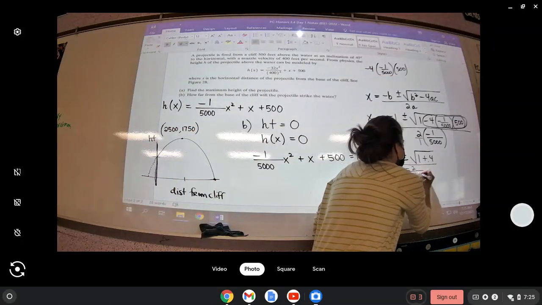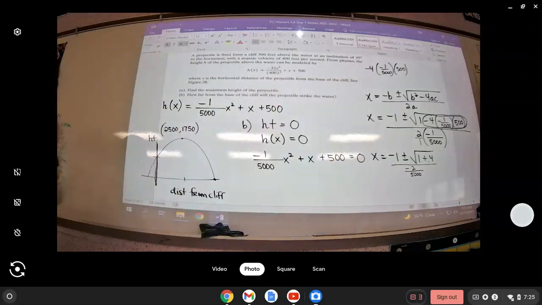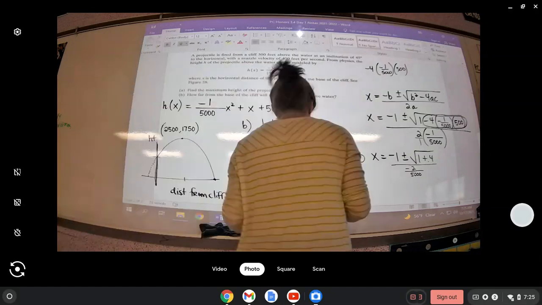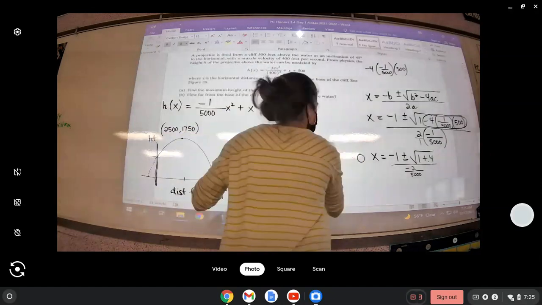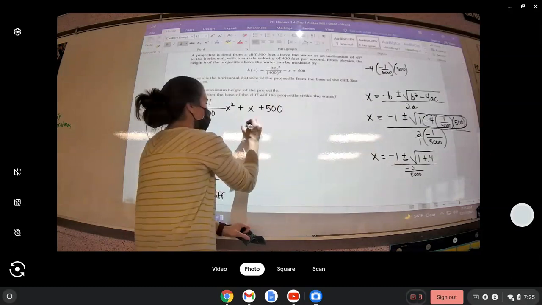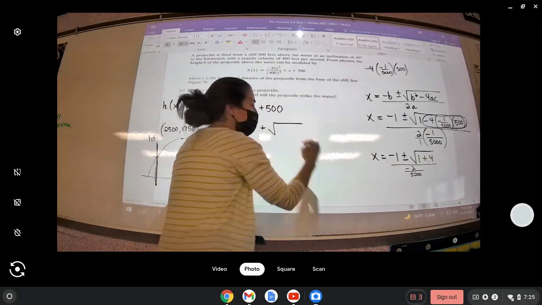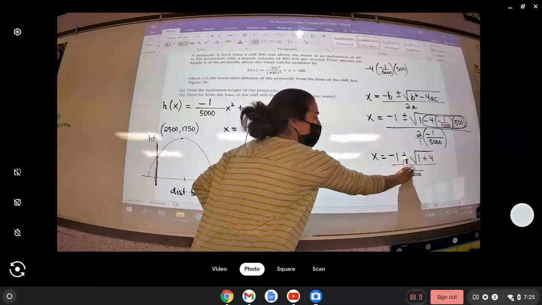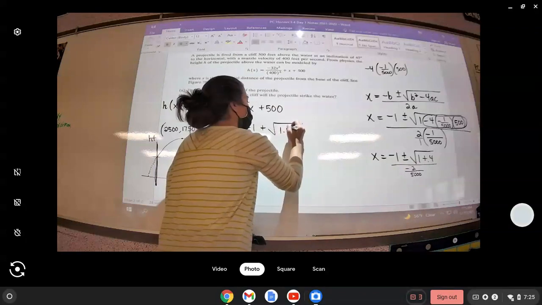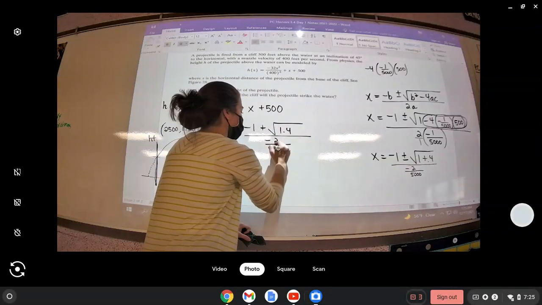So I'm just going to say this. Okay. So right now, I feel like if I leave it like this, I can still get my answer without having to round anything until the end. So right now, we're going to get 2 answers. One answer is going to be when we take -1 and we add it with the square root, right? We're going to do the adding one of the square root of 1.4 all over -2 divided by 5,000.